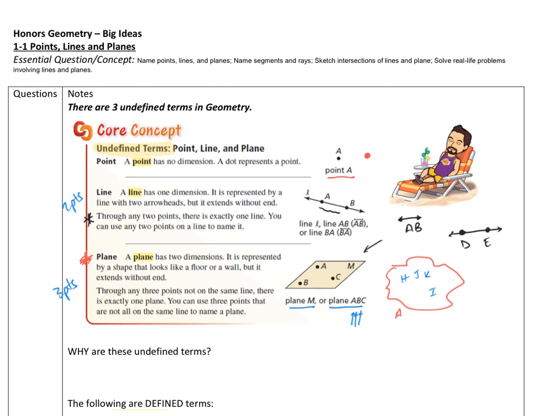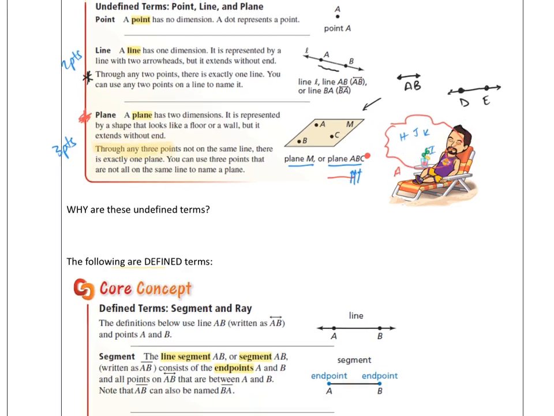So, to recap, 3 undefined terms in geometry are going to be a point, a line, and a plane, and I can guarantee you that I will be asking you for those probably on a test. So, and why are they undefined?